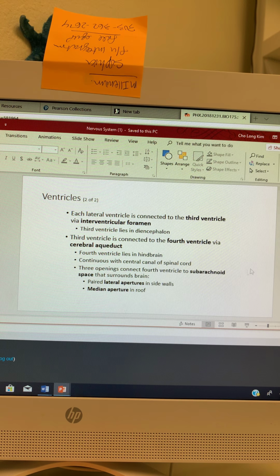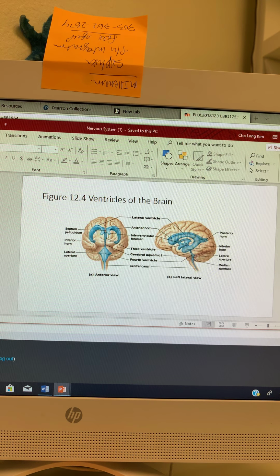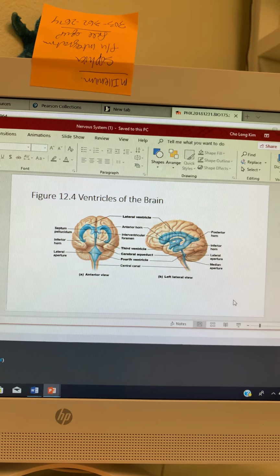Biggest portion, the three openings connect the fourth ventricle to the subarachnoid space that surrounds the brain. And then you have the lateral apertures on the side walls and the median aperture in the roof. A couple things. Fourth ventricle via the cerebral aqueduct. So this is a picture. The thing that I might do is ask you to label something like this, and then for another few points, I would want you to trace a drop of the cerebrospinal fluid.